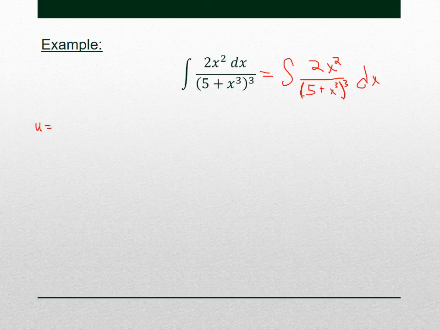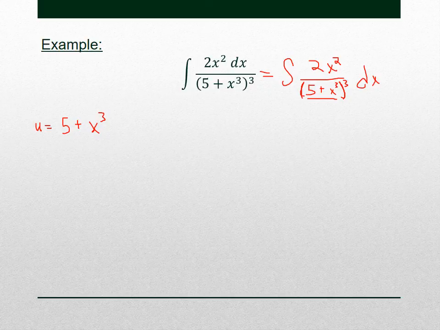So we don't want to take the whole denominator, but what we want to do is take the stuff that's being raised to that power. So in this case, we want u to be 5 plus x cubed, because that's the thing that's being raised to the 3. All that stuff is being cubed, so that's what we want u to be.